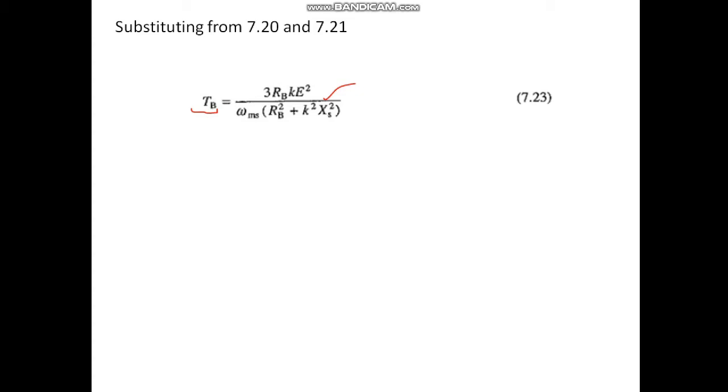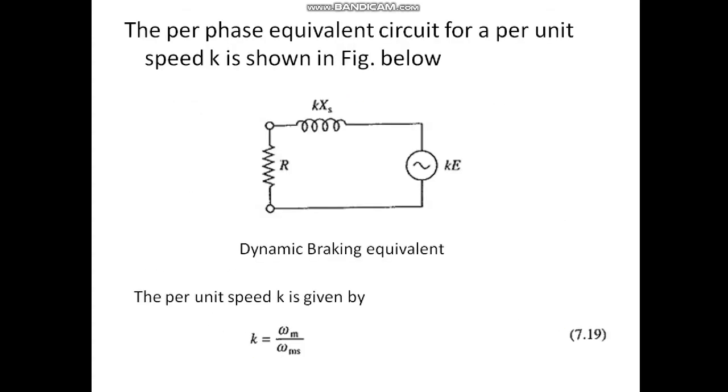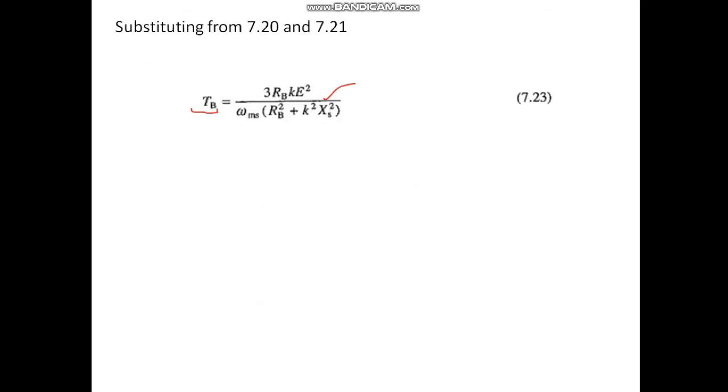Since synchronous reactance is large compared to the braking resistance, listen carefully. Where is my synchronous reactance? Here is my synchronous reactance. This is large as compared to the braking resistance. For most of the speed range, the variation of current and torque is not large. Therefore a single section of resistance is enough. Only a single section of resistance is enough.